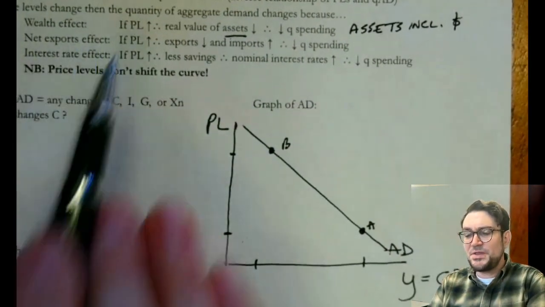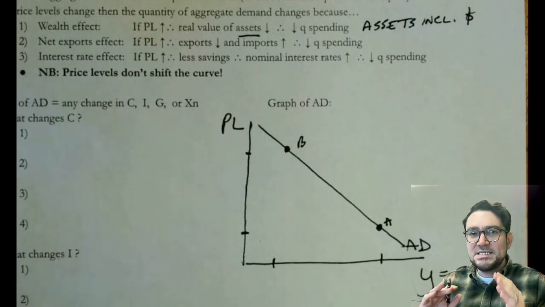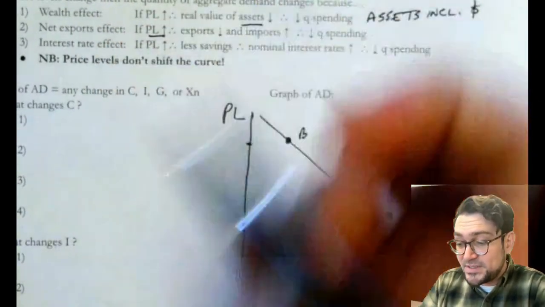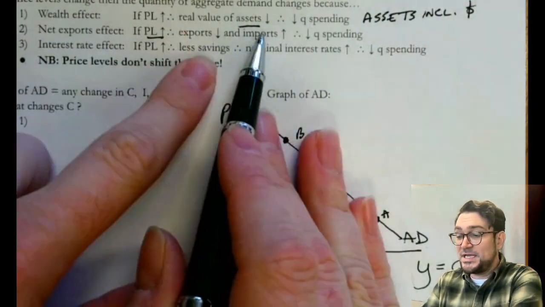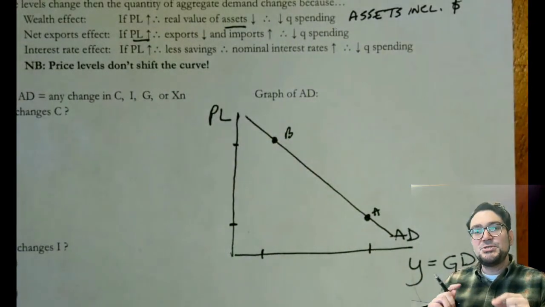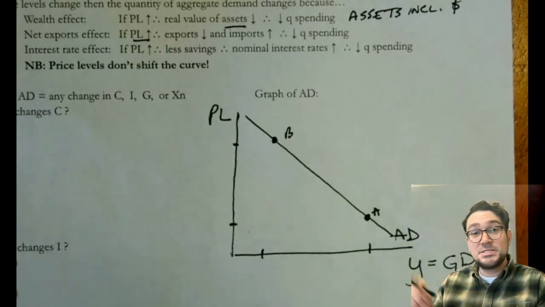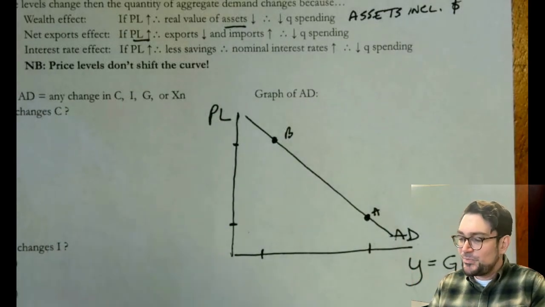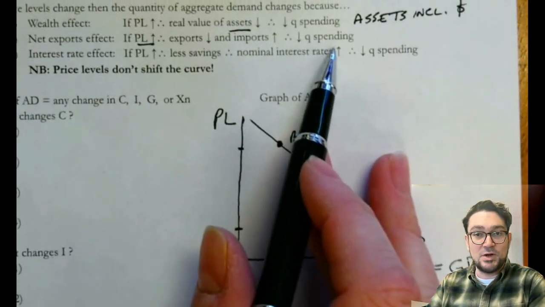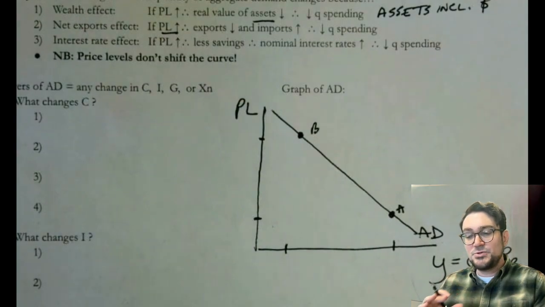The second reason is called the net exports effect, and this one pertains to international trade. If the prices in your country are going up, so to be clear, this is domestic, just in your country, then you're going to sell less to foreigners and you're going to buy more from foreigners. And that's because your goods are relatively more expensive for them to buy because they're higher priced, and their goods are relatively cheaper for you to buy because they're lower priced. They haven't been subject to the same inflation. And as a result, you would have overall less quantity of aggregate demand, C, I, G, X, N. The third factor is something called the interest rate effect.